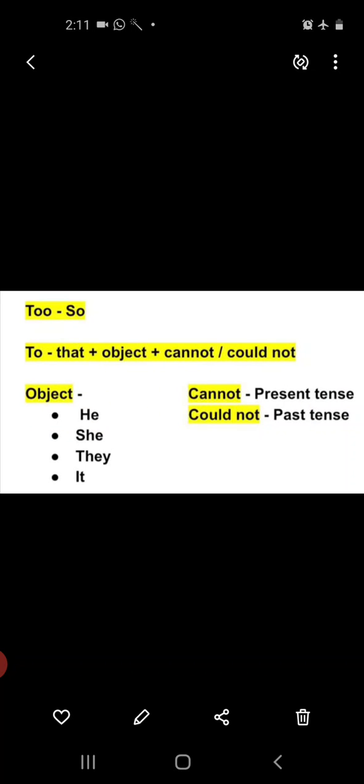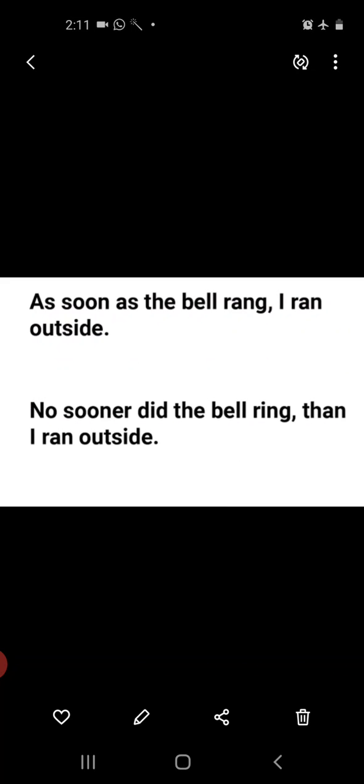Guys, have a look at this rule so things will be more clear to you. Too is replaced by so. And after that plus subject plus cannot or could not. The subject can be any: he, she, they, it. Okay. And after cannot we use present tense and after could not we use past tense. Okay. Now guys, there is one more thing.